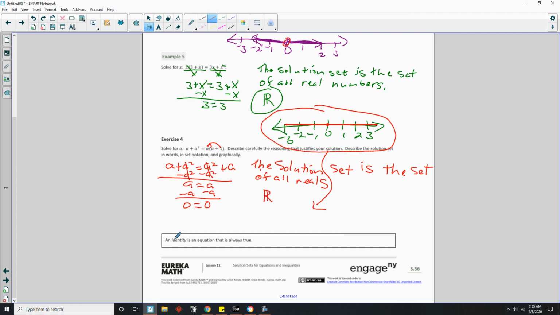So down here it says an identity is an equation that is always true. So whenever we have something equal to itself and we get this, or we get like example 5 here, that is an identity equation. No matter what we substitute in, it will always be true.